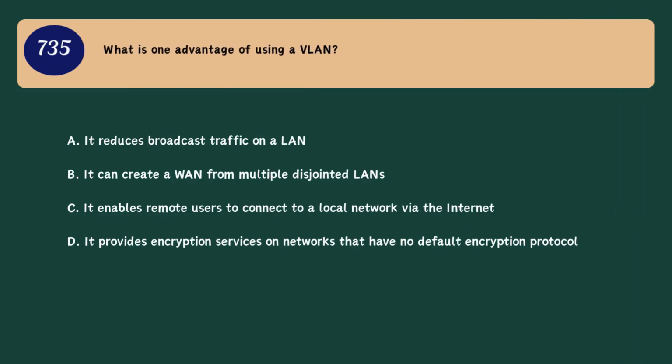Question 735. What is one advantage of using a VLAN? A. It reduces broadcast traffic on a LAN. B. It can create a WAN from multiple disjointed LANs. C. It enables remote users to connect to a local network via the Internet. D. It provides encryption services on networks that have no default encryption protocol.